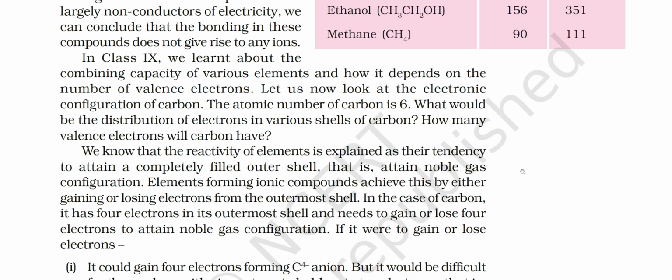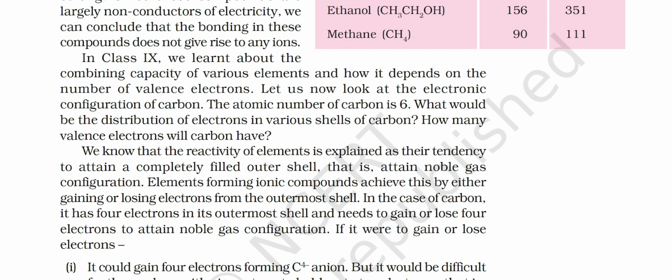In Class 9, we learned about the combining capacity of various elements and how it depends on the number of valence electrons. Let us now look at the electronic configuration of carbon. The atomic number of carbon is 6. What would be the distribution of electrons in various shells of carbon? How many valence electrons will carbon have?